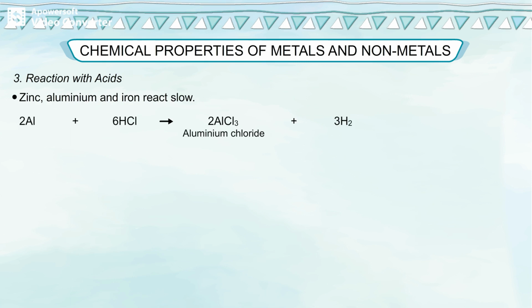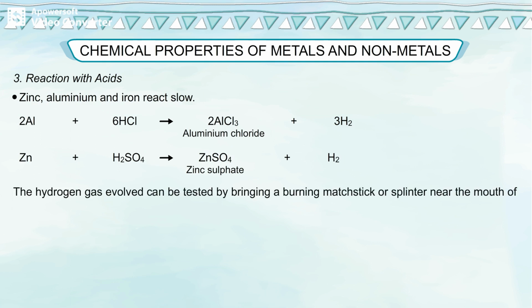2Al plus 6HCl gives 2AlCl3, aluminium chloride, plus 3H2. Zn plus H2SO4 gives ZnSO4, zinc sulfate, plus H2. The hydrogen gas evolved can be tested by bringing a burning matchstick or splinter near the mouth of the test tube. It burns with a pop sound.